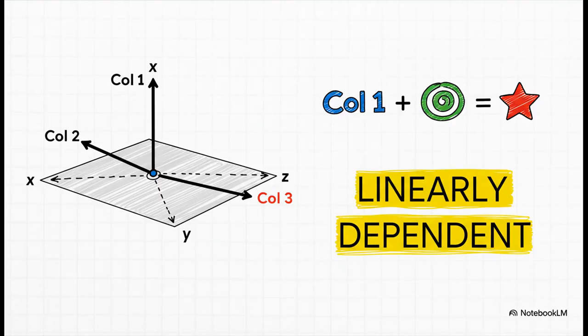But, and this is the big but, here's the catch. While every pair is independent, look closely at column 3. It's just column 1 plus column 2. That means the entire set of 3 columns is linearly dependent. They're all stuck living on the same 2D plane instead of spanning a full 3D space.